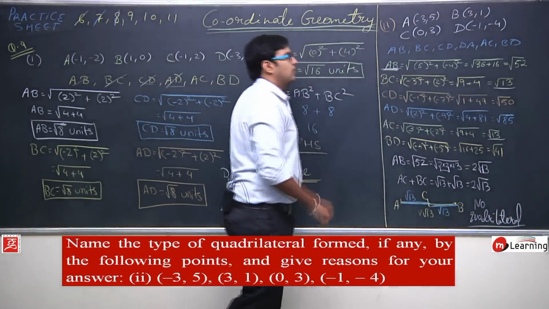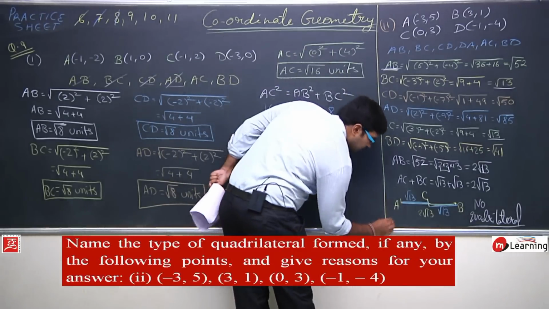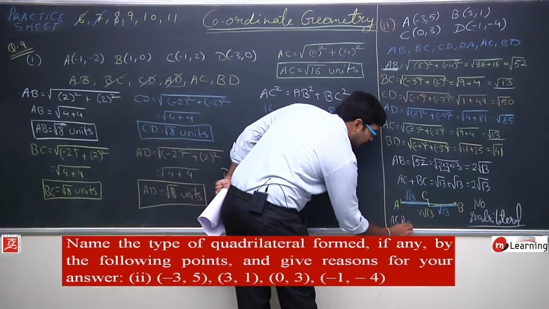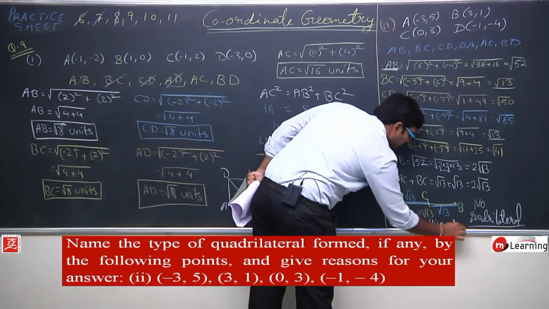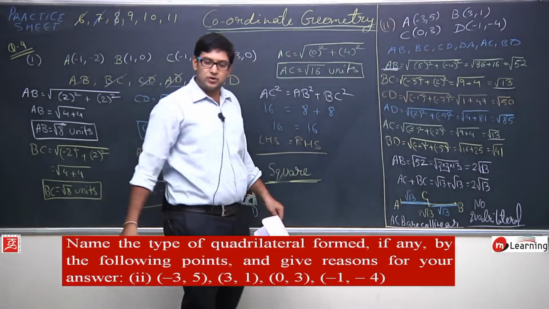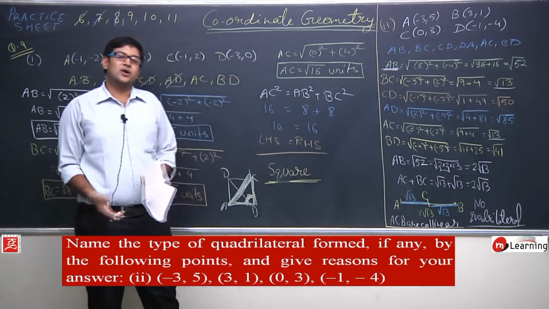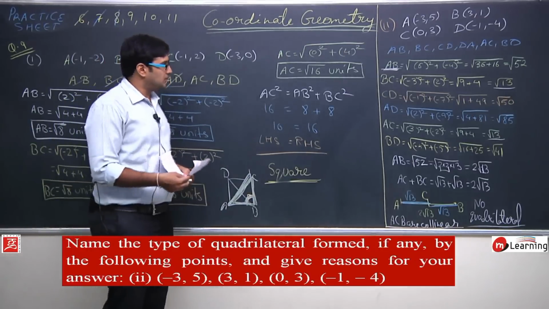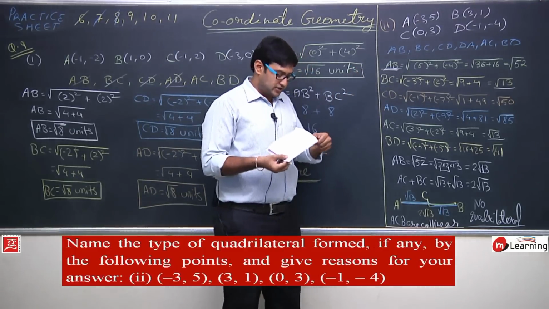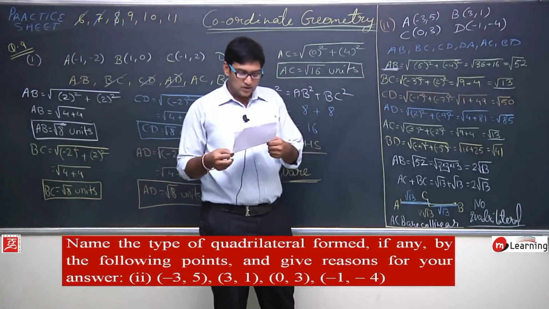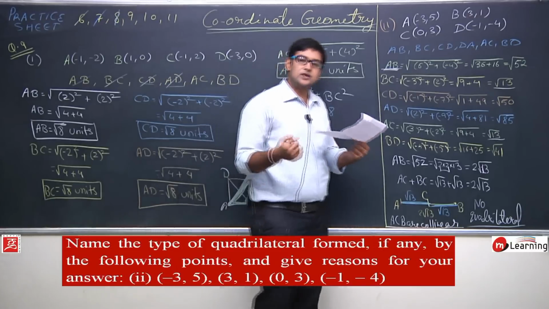No quadrilateral is formed because A, C, B are collinear. These 3 points are collinear, hence no quadrilateral can be formed. Okay, so this is the second part of question number 9. First और second part हमने discuss कर लिया है. So first इसे note कर लीजिए, then हम third part को discuss करते हैं.